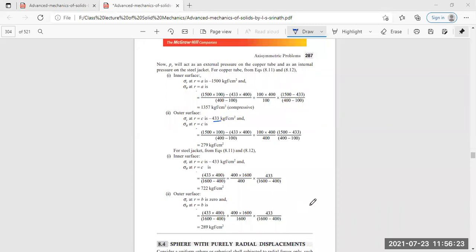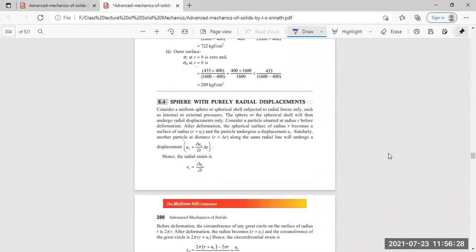Now, let us go for the next item. The sphere with purely radial displacements. So far we have discussed the cylinder, which has some length and which has a longitudinal stress in the longitudinal direction, which we have mostly neglected. But a sphere doesn't have any longitudinal stress.